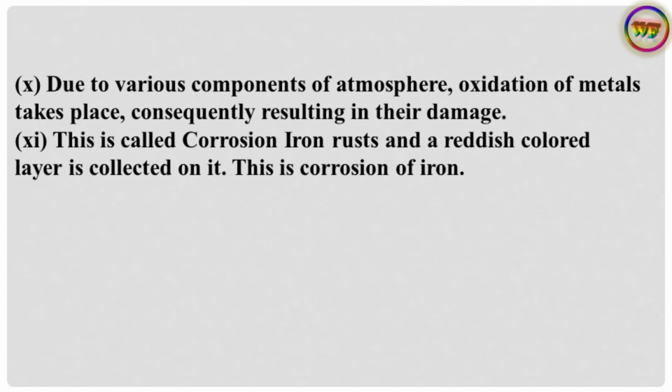Point 10. Due to various components of atmosphere, oxidation of metals takes place, consequently resulting in their damage. Point 11. This is called corrosion. Iron rusts and a reddish-colored layer is collected on it. This is corrosion of iron.